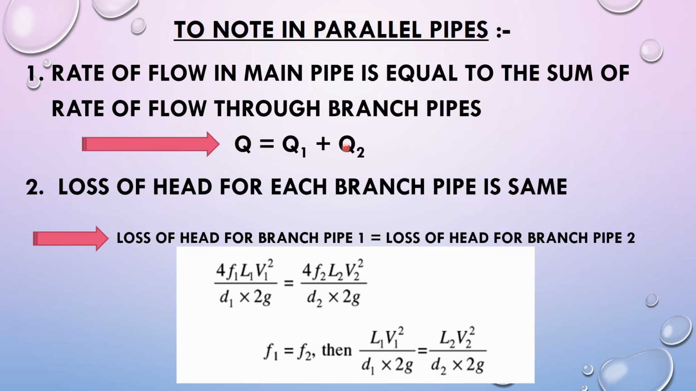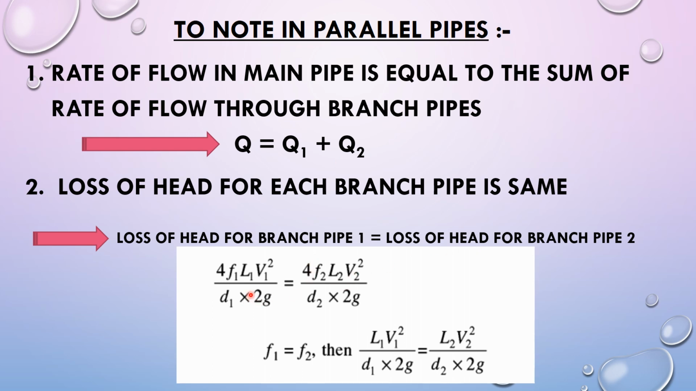the discharges will be added up, that is Q is equal to Q1 plus Q2. And the second important point is that the loss of head for each branch pipe is the same, that is, loss of head for branch pipe 1 will be the same as loss of head for branch pipe 2. Again recall that in the case of series pipes it was just the reverse, that is, in series pipes the head loss due to friction was added up and the discharge was equal. It is just the reverse in the case of parallel pipes, wherein the discharge gets added up and the head loss due to friction in both the pipes will be equal.